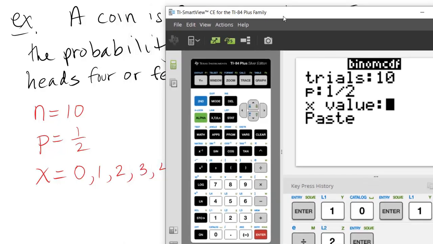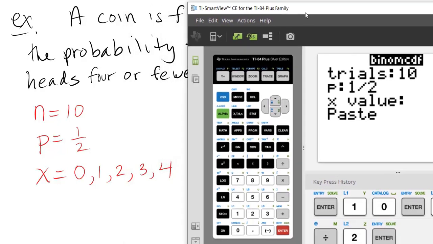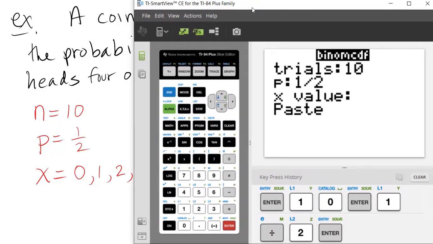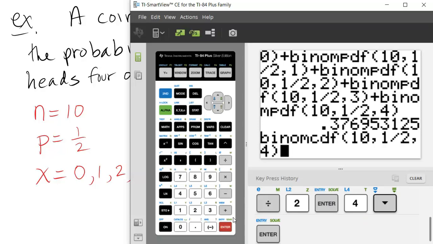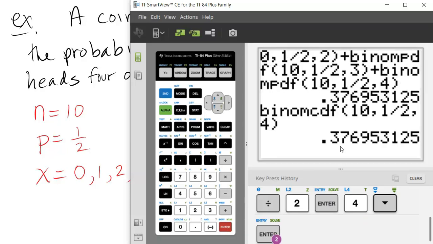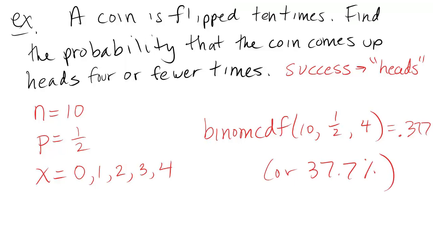Let me push this out of the way for just a second. We want all of the x values from 0 to 4, and so we're going to tell the calculator to stop at x equals 4. We'll then paste this on the main screen. Then we hit enter. And notice that we get the exact same answer, but in a much more efficient way. We still get that 0.377-ish number. So the probability of getting 4 or fewer heads in 10 coin flips is around 37.7%.